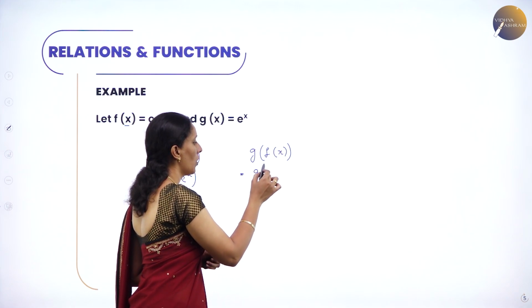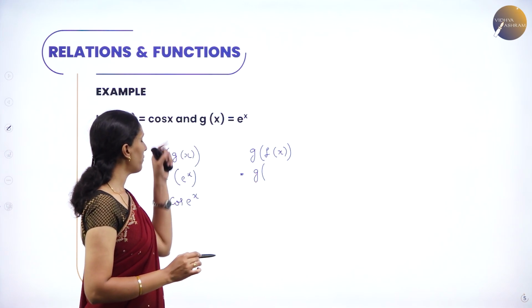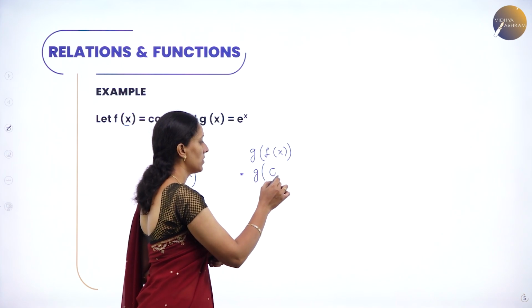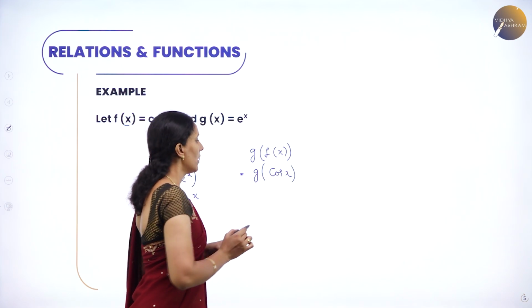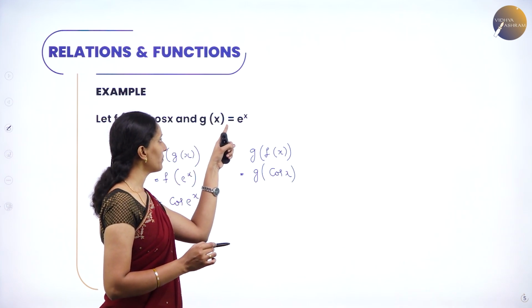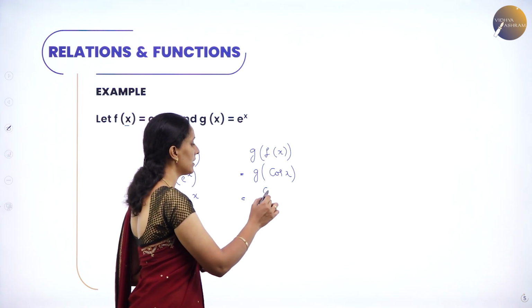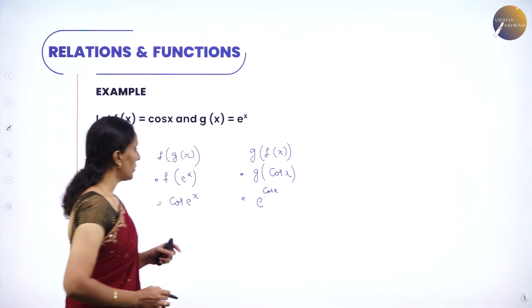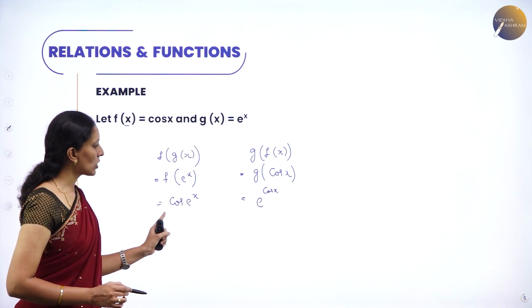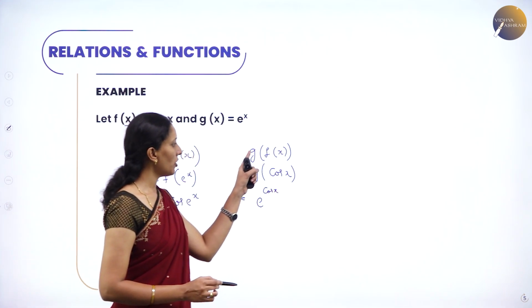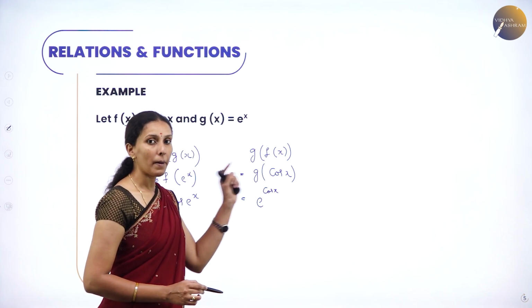So g, what is f of x here? F of x is here cos x. So we'll write this as cos x. Now suppose we have g of x, we have to write it in the form of e power x. So this can be written as e to the power cos x. So the value of f naught g is cos e power x and g of f is e to the power cos x.